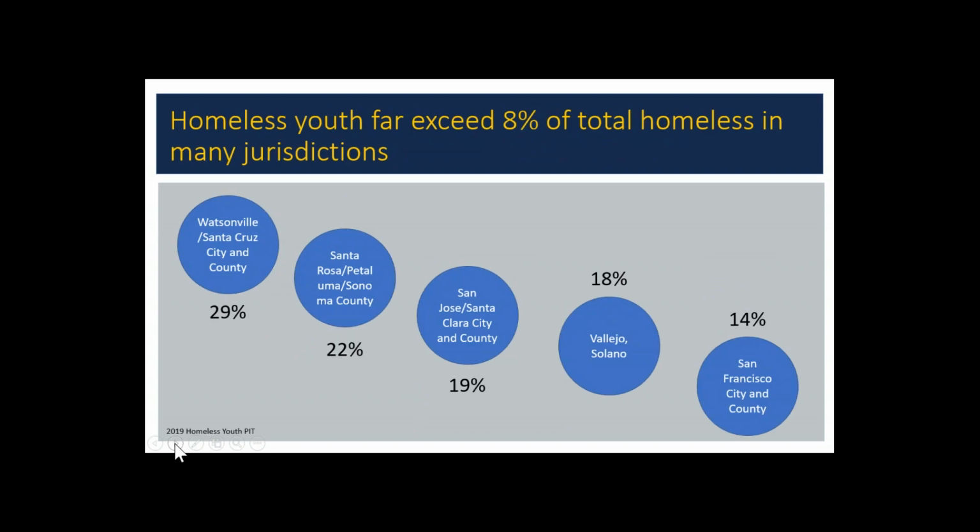And what we really know is that homeless youth far exceed 8% of the total homeless population in many jurisdictions. So on this slide, we have the numbers for the top 5 jurisdictions for the data that we have for those 30 of the 44 COCs, homeless youth as a percentage of the total homeless. And this is multiples of 8%. Watsonville, Santa Cruz, city and county, 29%, all the way to San Francisco, city and county, almost double the 8% at 14%. And so we know the minimum is 8%, but we know many areas are experiencing a much higher rate. And so this is information you need to have those conversations that Debbie was talking about, to make the case that yes, 8% is the minimum, but certainly not the maximum.